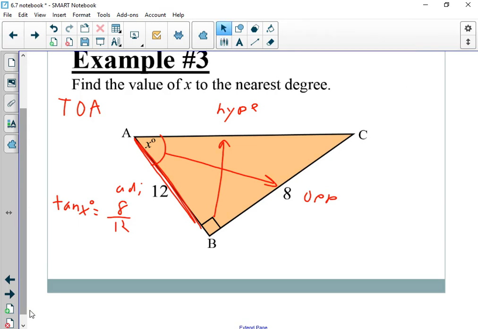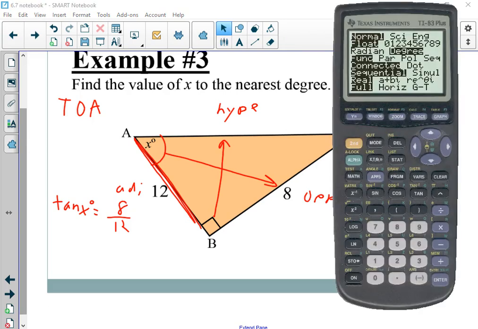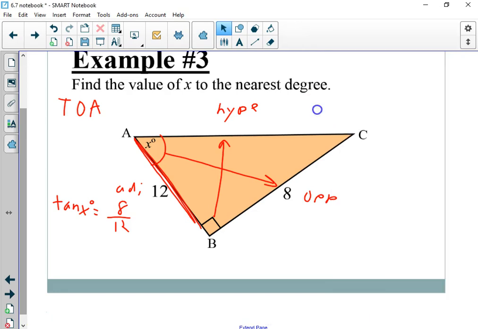And again, if you have your own graphing calculator or you're using a virtual one online, just a reminder, double check and make sure that it's on degree. I checked that the one in my hand is on degree just to be safe. So I'm going to do inverse tangent, second tangent, and just type in 8 divided by 12. And it gives me 33.69. So let's round that to 37 degrees.